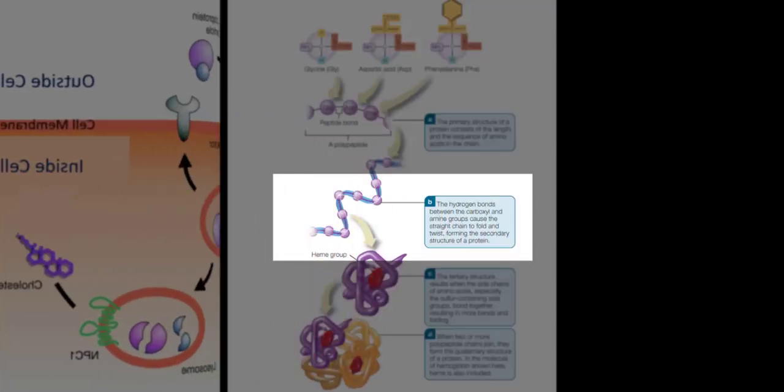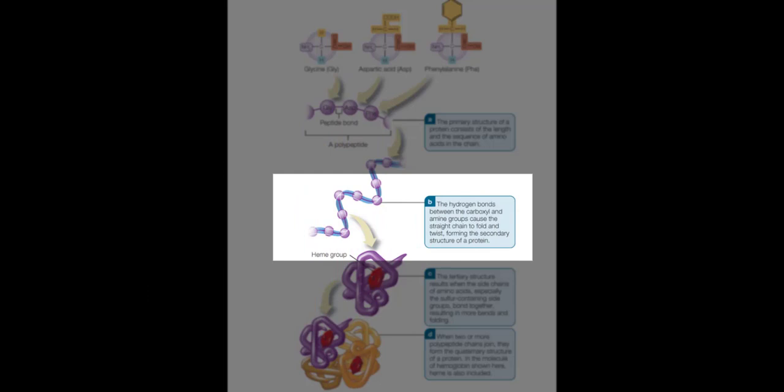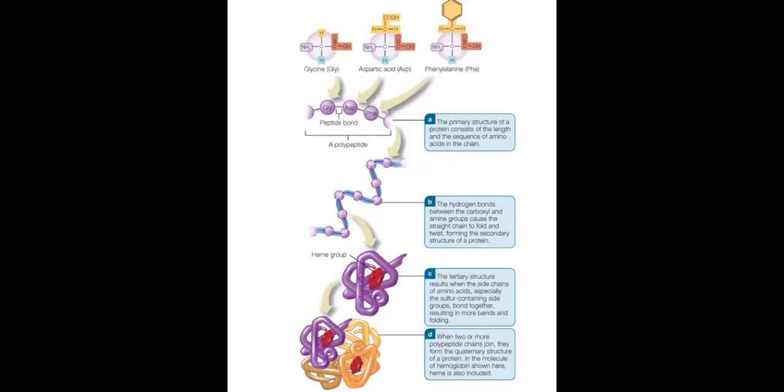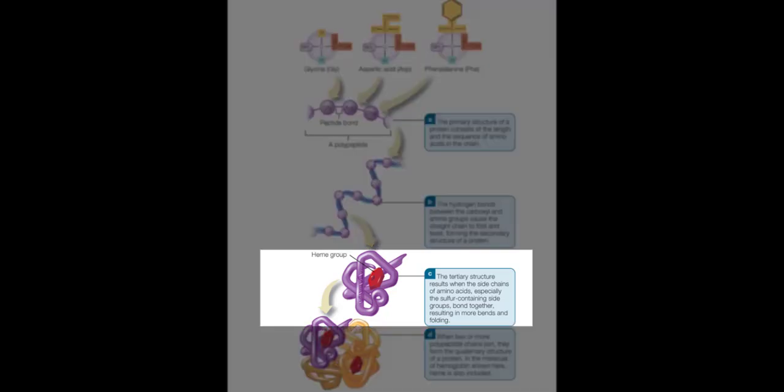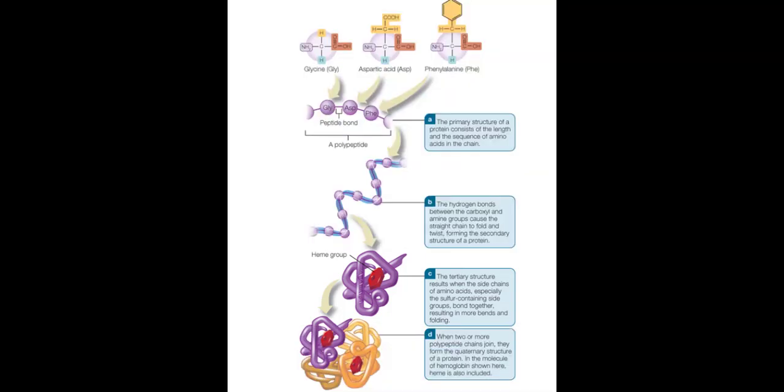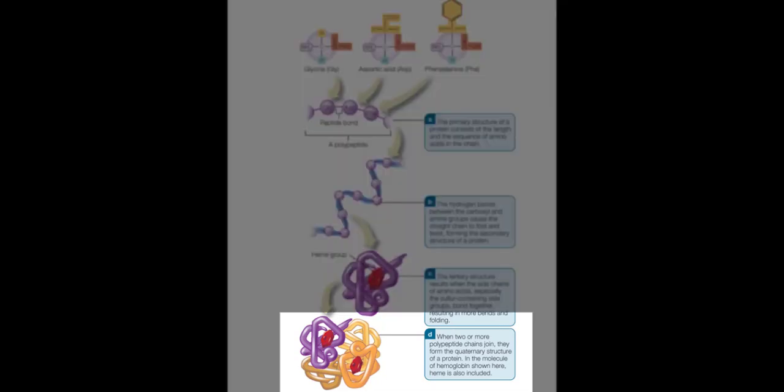The secondary level of organization is just the twists or the folds in small sections of the protein. The tertiary structure is the overall three-dimensional shape of the protein. This is often essential for the proper functioning of the protein. We're going to see that discussed with enzymes in the metabolism chapter. All proteins have a primary, secondary, and tertiary structure. Some proteins consist of more than one chain of amino acids, so they have an additional quaternary structure. That refers to how the chains fit together.